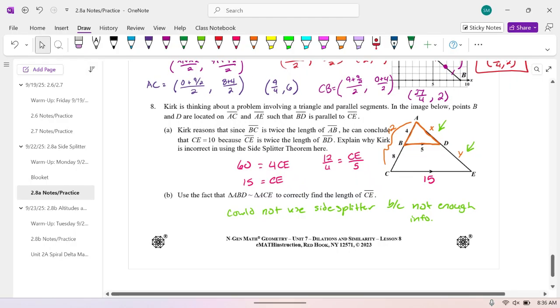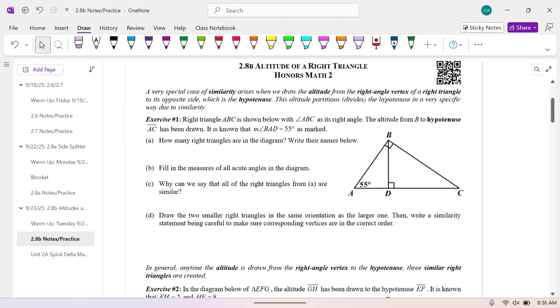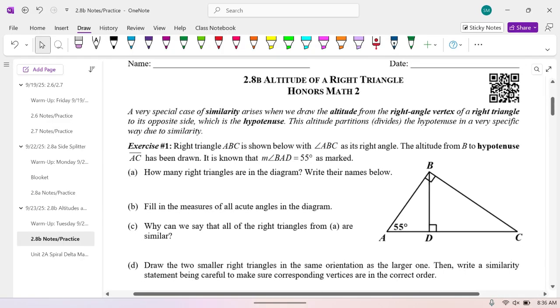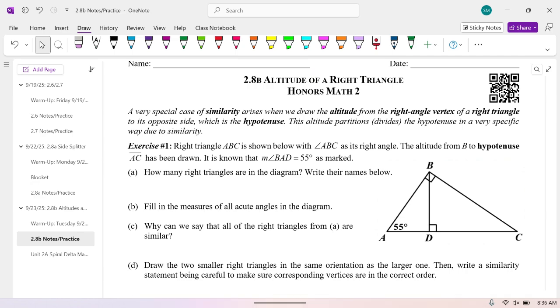All right. So let's look at what we're actually going to be talking about today. So turn to page 13. Now, today we're talking about altitudes and how you partition a right triangle with altitudes. All right. So, an altitude is simply just if you drew a line from one of the triangle's vertices to its opposite side, it would form a right angle. That's all an altitude is.